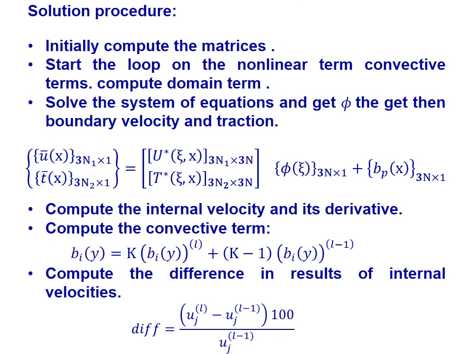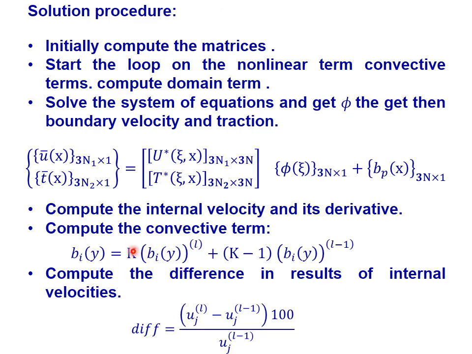The solution procedure will be as follows. First, we compute the known matrices and store them. Then we start the nonlinear loop where we will solve the system of equations. At the beginning of the solution, we assume the convective term to be 0, and at each stage we compute the new convective term. We compute phi. From it, we can compute the internal points, the internal velocity, and its derivative. Then we can compute the convective term, where K is the relaxation parameter used to stabilize the solution.